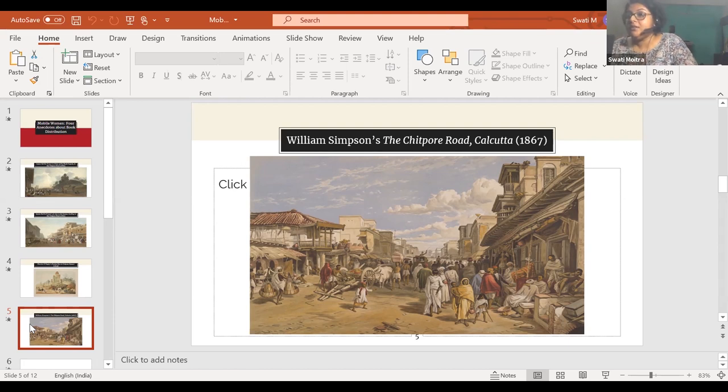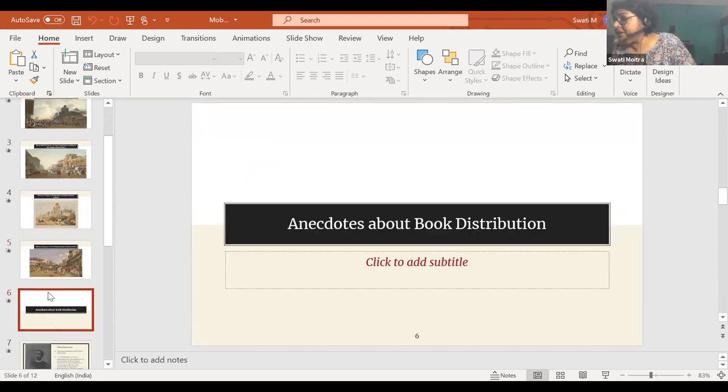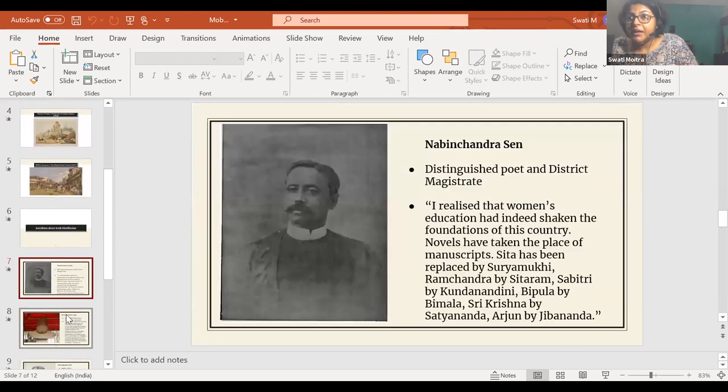This paper seeks to consider the same, drawing upon anecdotal sources from the works of Nabinchandra Sen, Reverend James Long, Shorno Kumari Devi, and Kollani Dotto. We'll come to Nabinchandra Sen first. Now, this is an oft-cited anecdote, a lengthy one, in fact. I'll try to cut it short. It's from the first volume of his autobiography, Amar Jiban, or My Life.